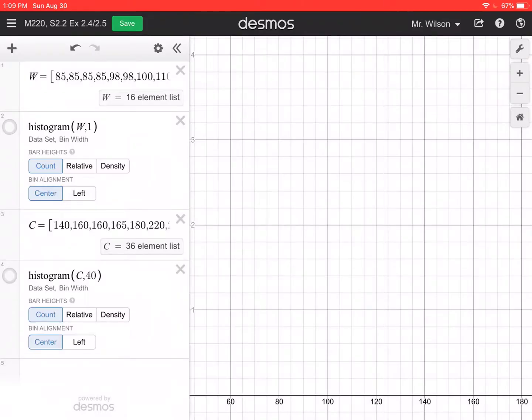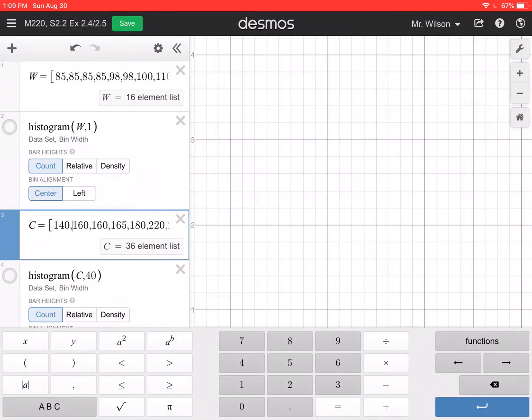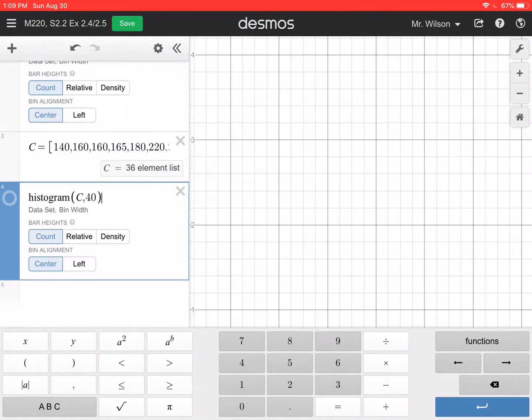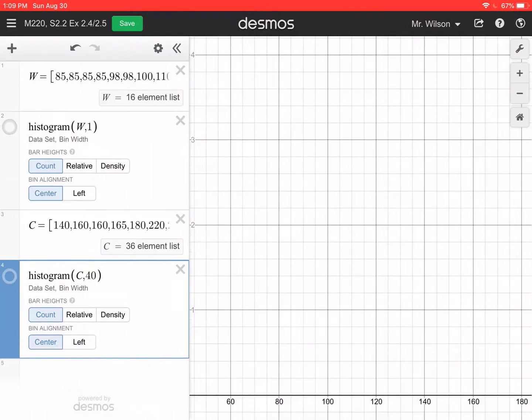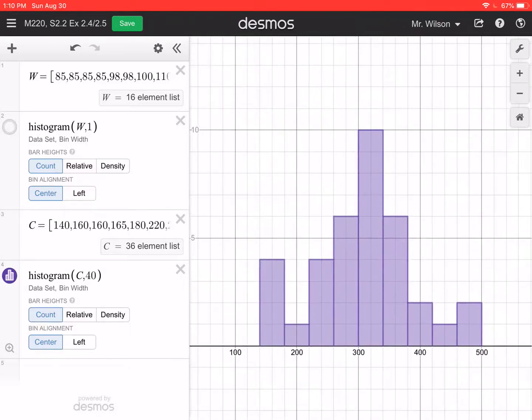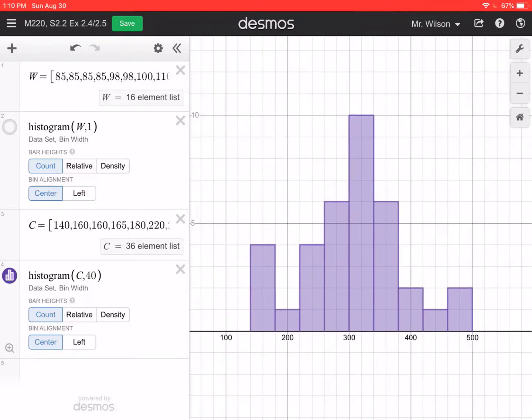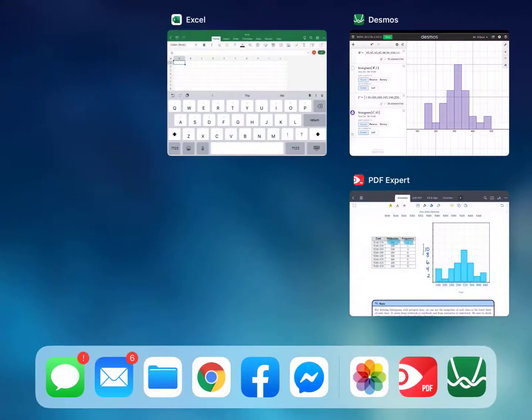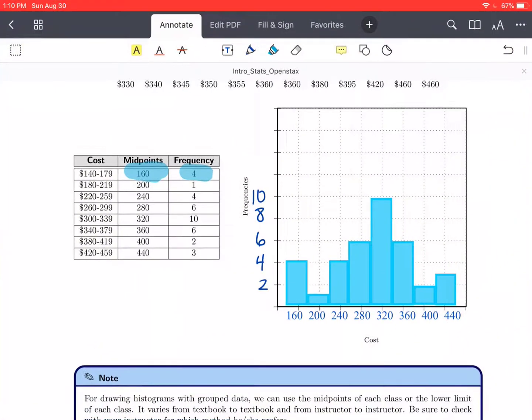but let's look on Desmos as well. So here you can see I already put in the data, so it's a 36 element list, so I put it all in there, and then I did a histogram of that data, and I set a bin width of 40 because in the problem it broke it down into cost groups of 40. And that is right there. And if you compare that to the one that we drew, you will hopefully notice that you can see it on both there. It's exactly the same. Alright, so our histogram looks good.